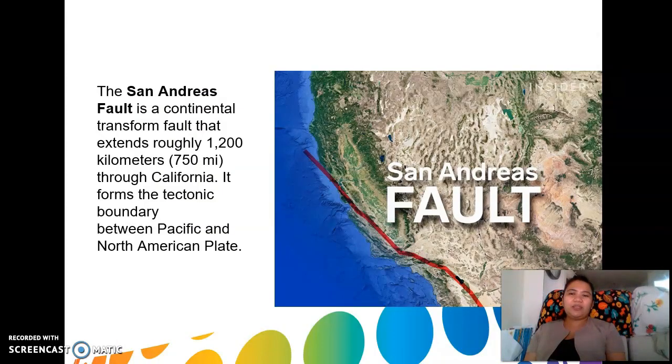The San Andreas Fault is a continental transform fault that extends roughly 1,200 kilometers or 750 miles through California, through the entire state. It forms the tectonic boundary between the Pacific and the North American plates.